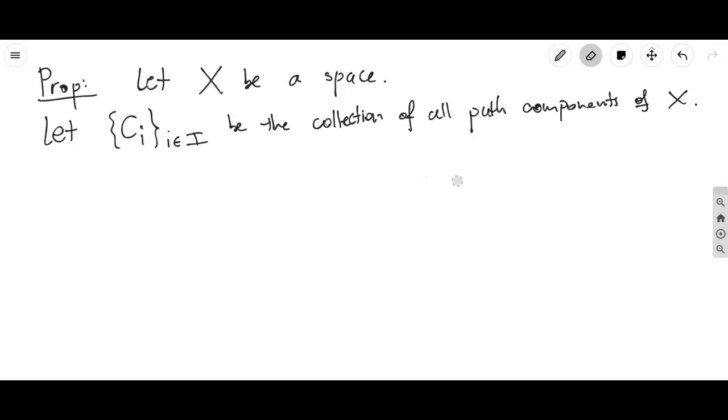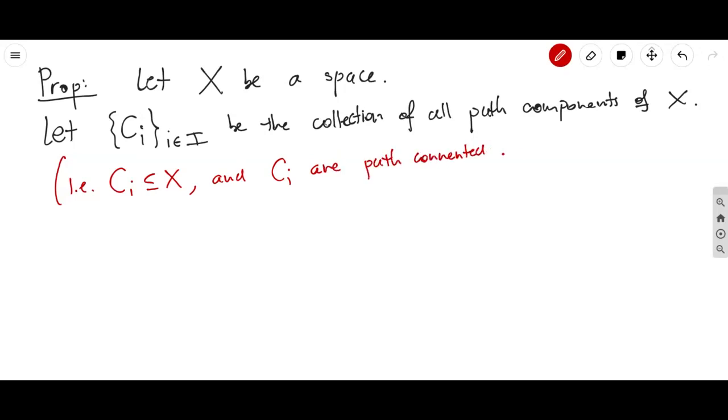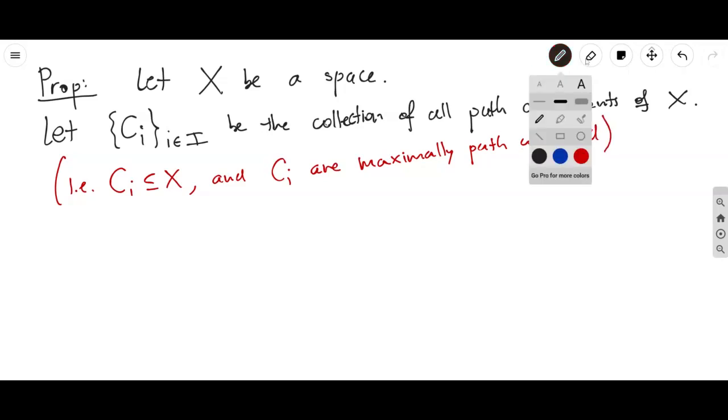So what are path components? These are subsets of X. So let's indicate this: Ci are subsets of X, and Ci are path connected, and let me say maximally path connected subsets. So that's what it means to be the path components.